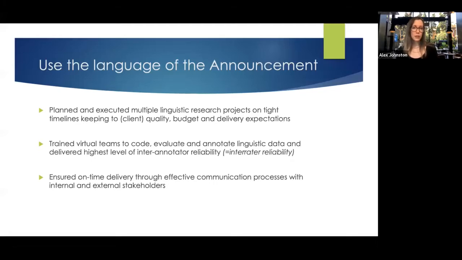That can translate into a job announcement talking about annotation and inter-annotator reliability, making sure that everybody who's annotating the data is doing it in the same way, ensuring that through the processes you put in place to train, to observe, and to correct. So inter-annotator reliability is an example of translating an academic term, inter-rater reliability, into something that would be recognized by the organization and those who wrote that job announcement.